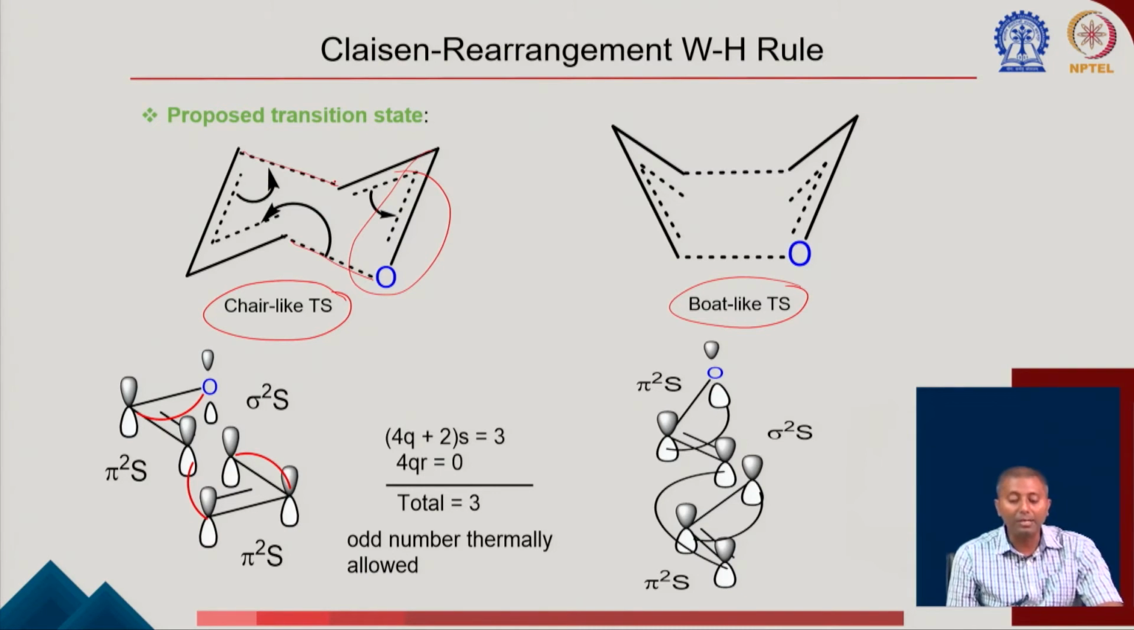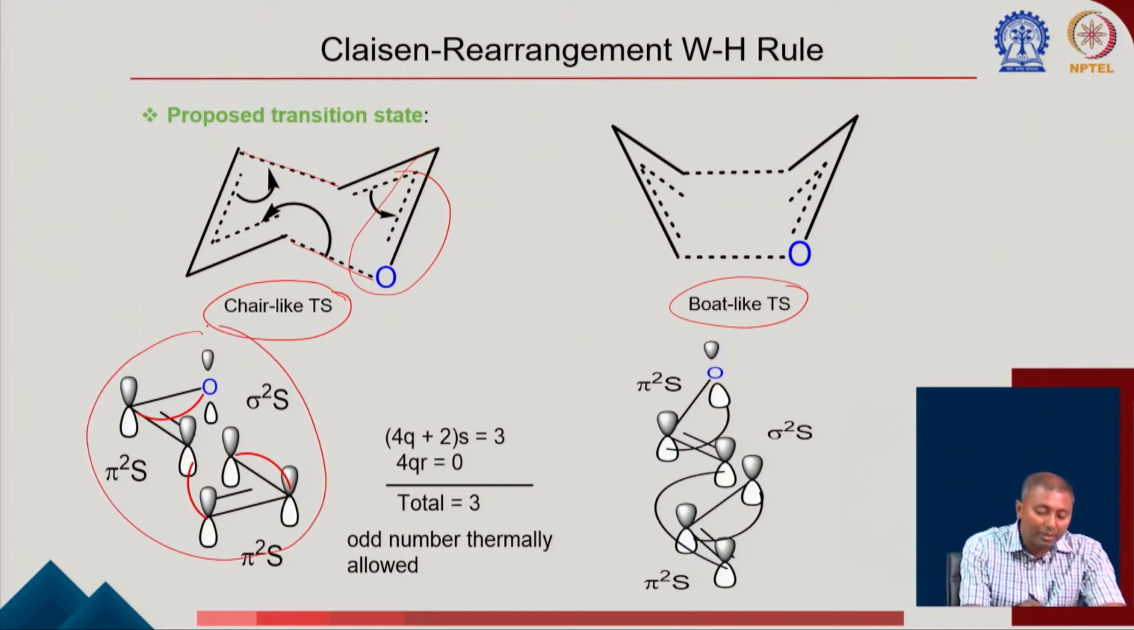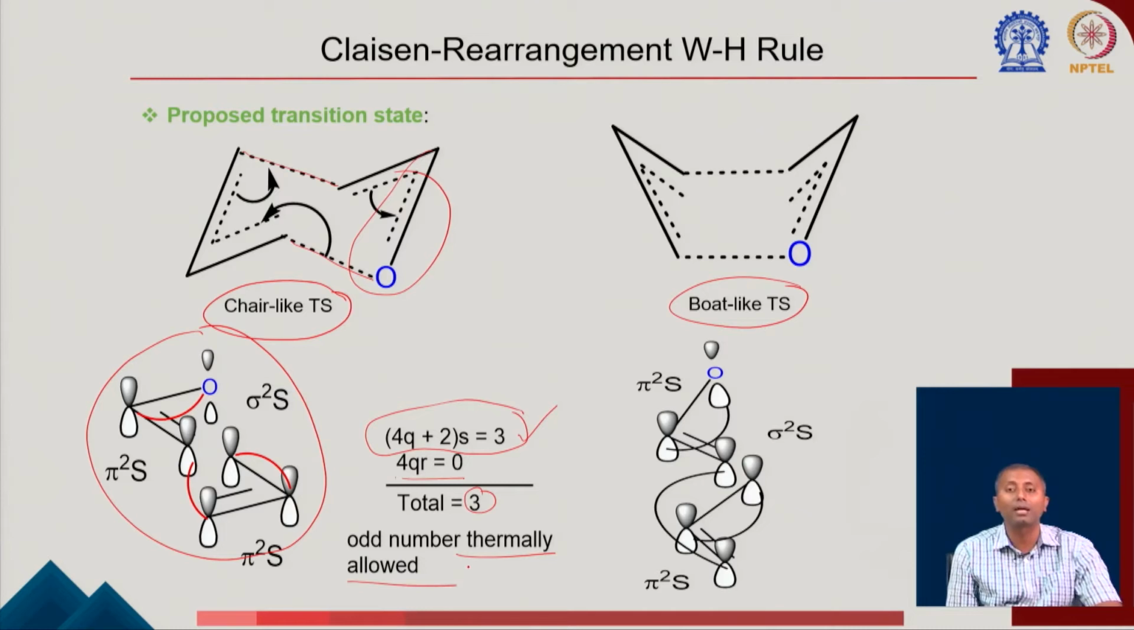Now we are trying to explain this reaction through the Hückel Möbius rule. If you look at the orbitals which are forming the bonds here, we can see these bonds are forming in a suprafacial manner. There are 3 different suprafacial bond formations happening here, and they are all 2 pi systems. So we can see the 4q plus 2s will be 3. There is no 4 pi system here. So the total will be 3, which is an odd number. That means this reaction is thermally allowed. This can also be explained through the boat-like transition state as well.